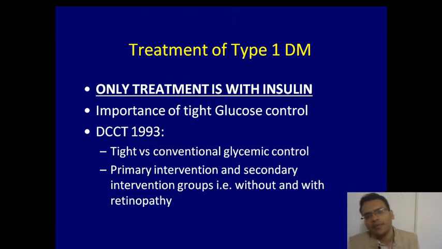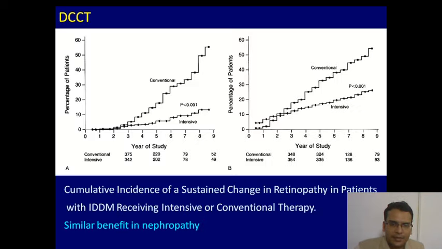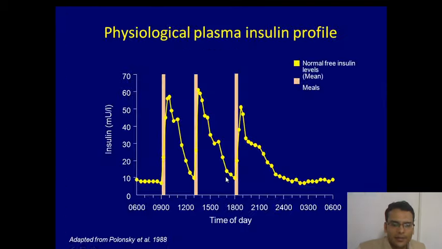So the treatment of type 1 diabetes is only with insulin, and as with type 2 diabetes, it has been shown that tight glucose control results in improvement in cardiovascular complications, and this was shown in a study called the Diabetes Control and Complications Trial, in 1993. And as you could see here in these Kaplan-Meier analyses, in the intensive group versus the conventional group, there is a reduction in various endpoints, mainly microvascular complications.